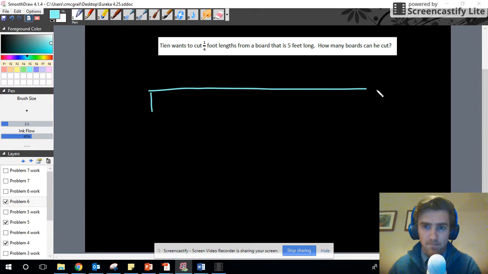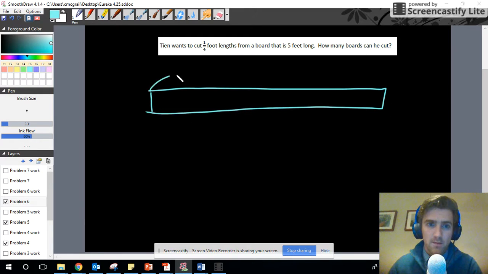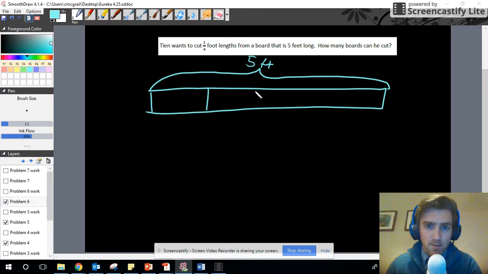There we go. 5 feet long. Make sure that you draw this nice and long on your paper. And that's 5 feet. For me, the easiest thing to do is split it up into chunks of 1 foot first. So I have 1, 2, 3, 4, 5 feet. And it says that each one is 1/4 of a foot. So I need to split up each foot into 4 different pieces. 1, 2, 3, 4. And then do that there. You should be doing this if you haven't yet, but I'm going to go nice and quick because I'm going to assume that you've already done this.